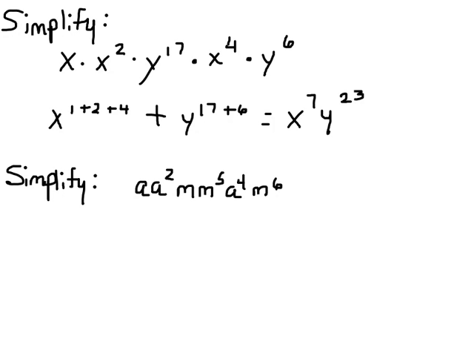All right, let's simplify this one. My a terms, I'm going to put a 1 right here. I have 1, 2, 3, and then 4 here. So I have a to the 7th power. And then m, I have 6 plus 5, which is 11, plus 1 more, which is m to the 12th power. All right, let's do some practice.